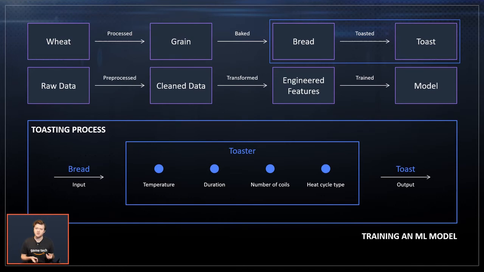You can probably set the temperature, the duration for which it'll toast. Maybe you have a very advanced toaster and you can alter the number of coils that end up heating up, or the heat cycle type. And we see that the quality of the toast that comes out is not just a factor of the bread that we put in, but a combination of the input bread with all of the different settings that we tuned. So intuitively, if we use a higher temperature and control for all of the other factors, it will probably come out more toasty or darker. If we keep it in longer, probably a similar extent, and so on and so forth.